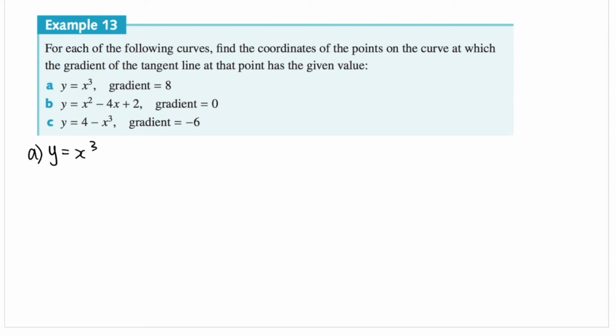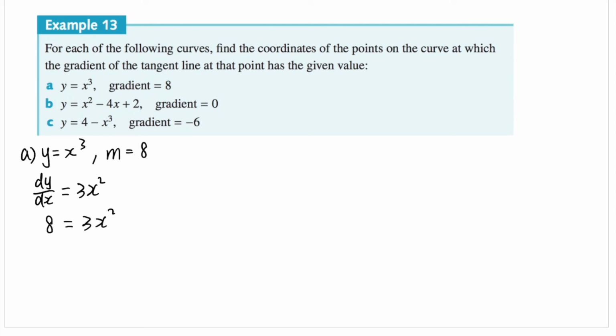So in question A, okay, y is equal to x cubed. This implies our derivative function dy over dx is equal to 3x squared. And since the gradient is 8, we're going to set this derivative function to be 8. Now we have 8 is equal to 3x squared, and we're going to solve for the x values. If we divide 3 on both sides, on the left-hand side we have 8 over 3, and on the right-hand side we have x squared.